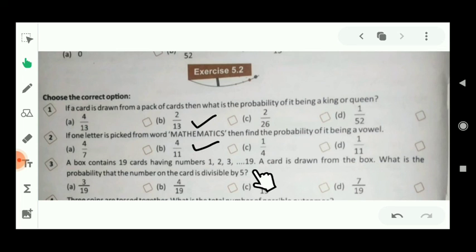That means how many possible outcomes? 3 possible outcomes only. Which ones? 5, 10, 15. That means 3 should be noted in the numerator and the total number of cards is 19. So 19 should be noted in the denominator. So which option will be right? Option number A for question number 3. I hope, student, now you are able to complete each and every sum of exercise 5.1 and 5.2. Thank you.